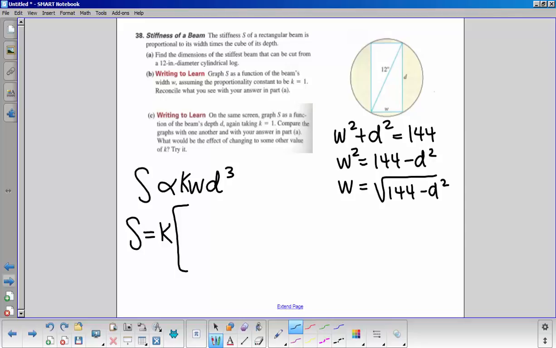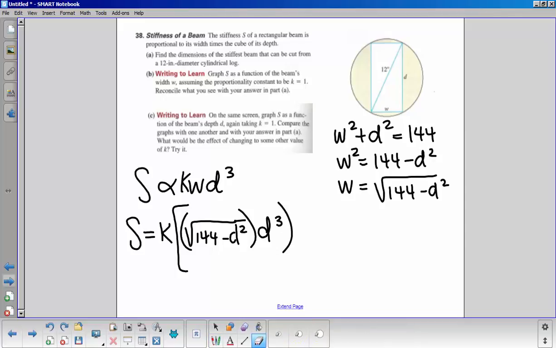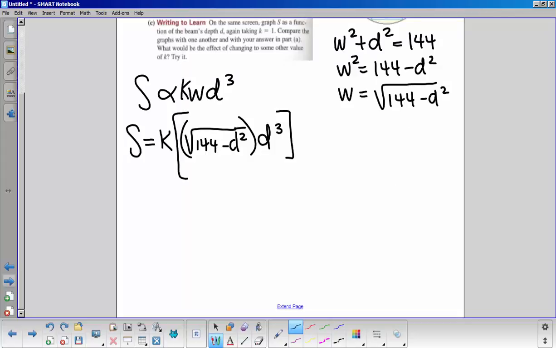W, which is the square root of 144 minus D squared, times D squared times what? D cubed. I should be bracket happy here. And let's take the derivative. S prime is going to be K times, what rule must we use?